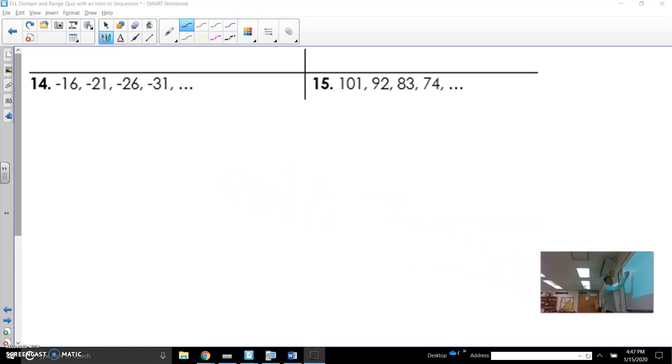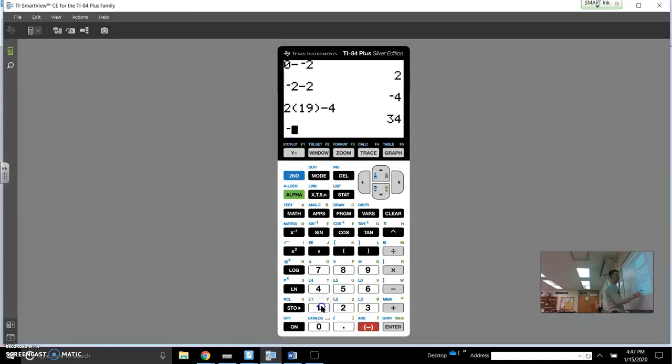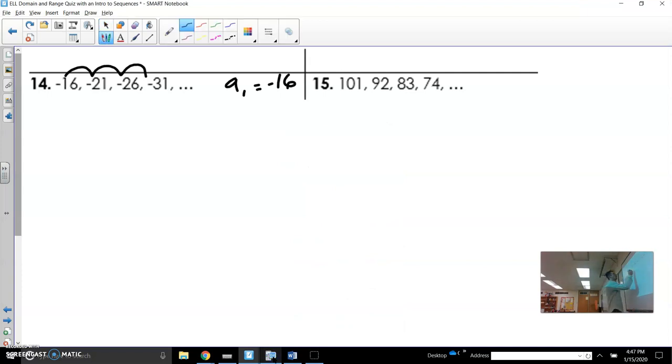a sub 1, my first number, is negative 16. And for the common difference, you may think it's adding, but it's really not. The second number, negative 21, minus the first number, negative 16, it's really subtracting 5. Negative 16 minus 5 is negative 21. Negative 21 minus 5 is negative 26. And that is what's going on in this sequence.